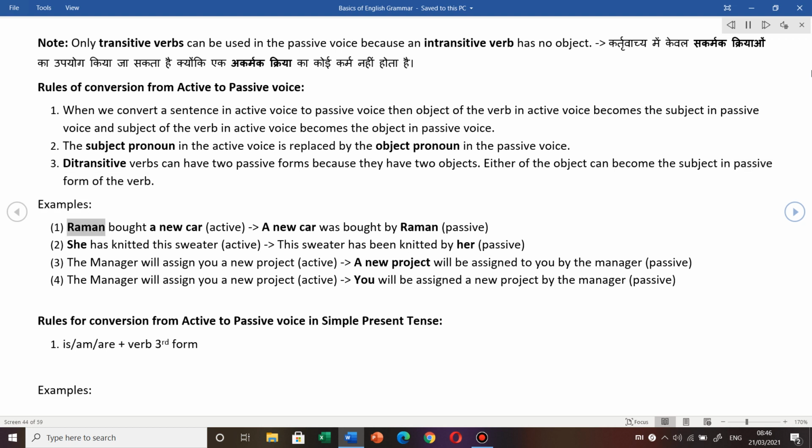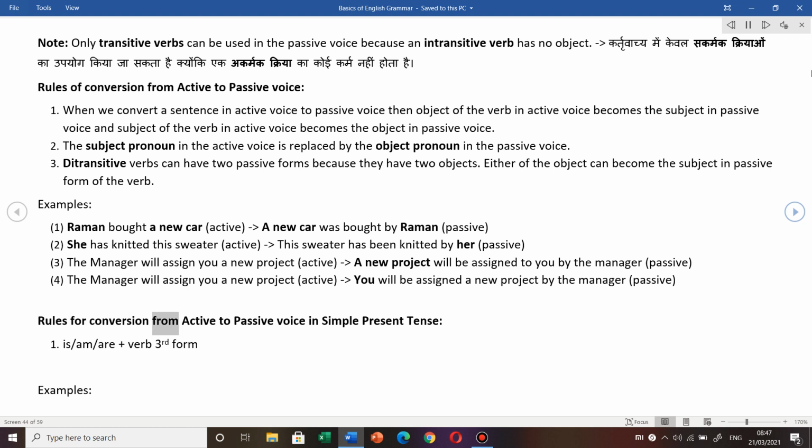Examples. Raman bought a new car, active. A new car was bought by Raman, passive. She has knitted this sweater, active. This sweater has been knitted by her, passive. The manager will assign you a new project, active. A new project will be assigned to you by the manager, passive. The manager will assign you a new project, active. You will be assigned a new project by the manager, passive.